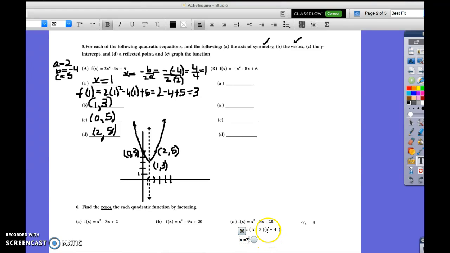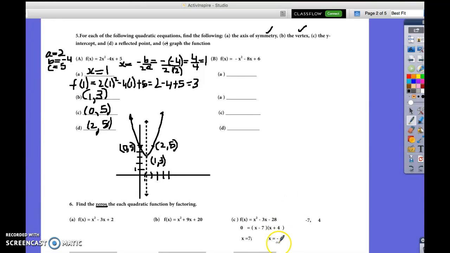How about this one? What x value would make this 0? Think about it. X would have to be what? And I trust I hear some of you saying negative 4. Yes, x would have to be equal to negative 4. These would be the two answers. I'm just going to circle them. These are the x values that would make y equals 0. And they're called the zeros. Okay?